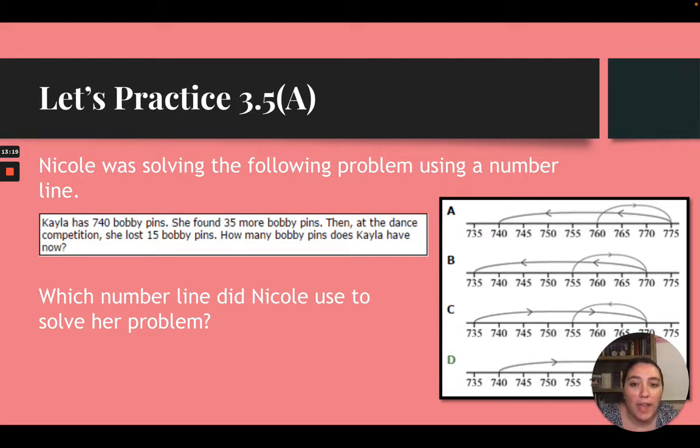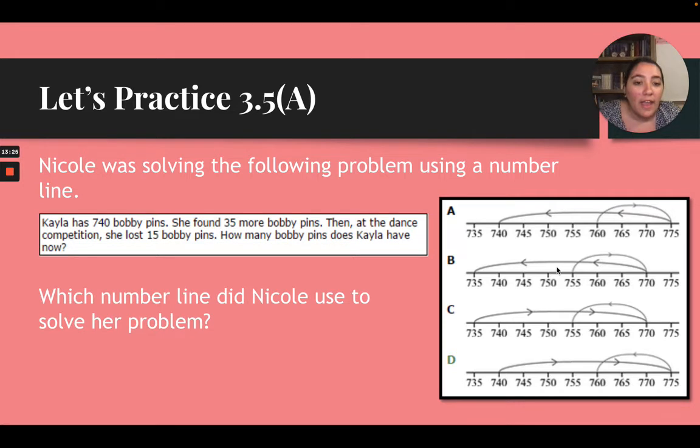Alrighty, I want you to pause this video. You need to look at the number lines here and figure out which one represents this problem. So you need to do the second read to understand, then the third read to interpret, and then solve. Okay, so go ahead and pause the video here. All right, and we're back.